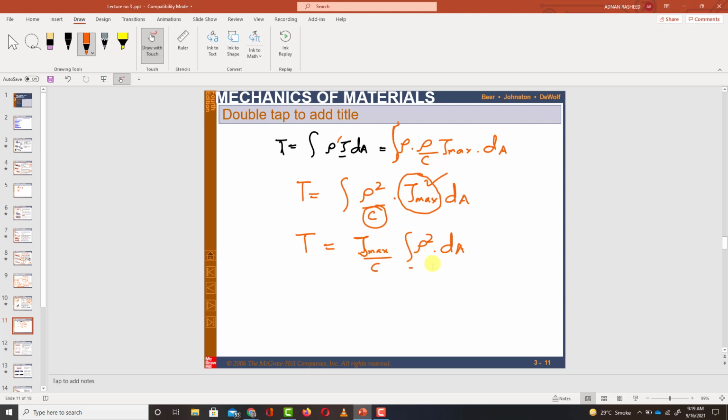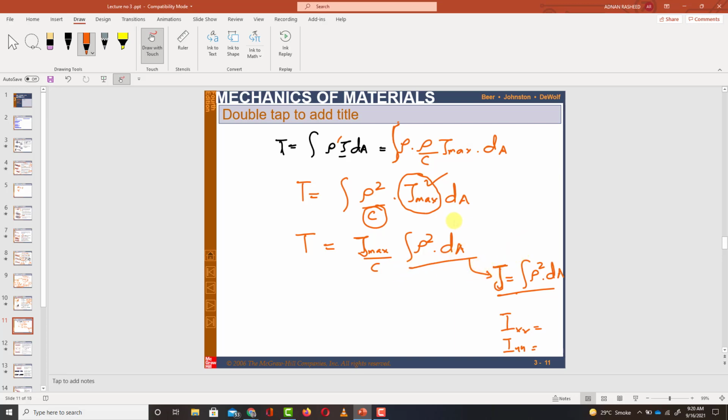Now you might have studied that the integral of rho squared into dA is the polar moment of inertia, and this is represented as J. So J will be equal to the integral of rho squared into dA. Clear? This is the polar moment of inertia. What does polar moment of inertia mean? It resists the angular deformation, just like Ixx or Iyy, the second moment of inertia, resists the bending moment. Clear? So J is the polar moment of inertia. It resists the twisting effects.